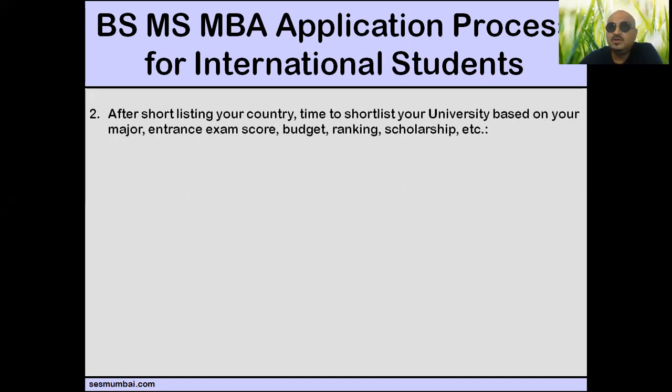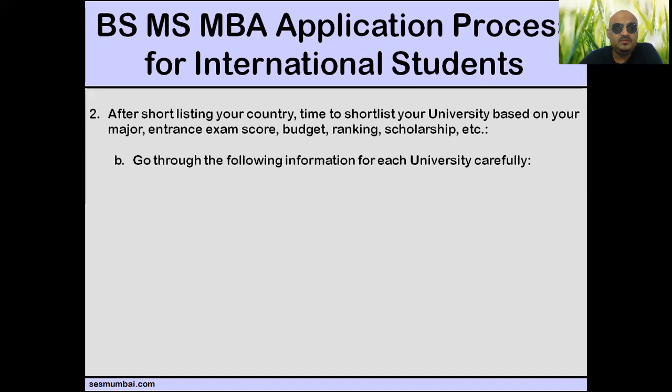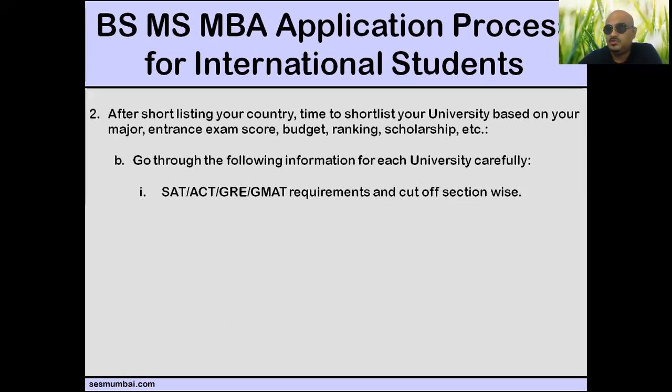Now, go through the following information for each university carefully. So those lists that you've created for the dream, A category and B category, you need to find out information for those universities, like the following. Find out the requirements for the SAT, ACT, GRE, GMAT, whichever program you're going for, and find out the cutoff section-wise. There's a different requirement which differs from university to university.